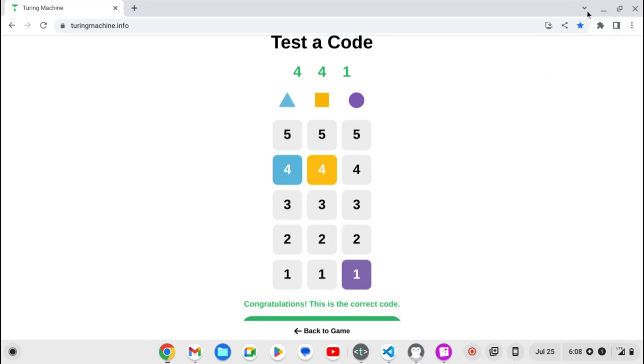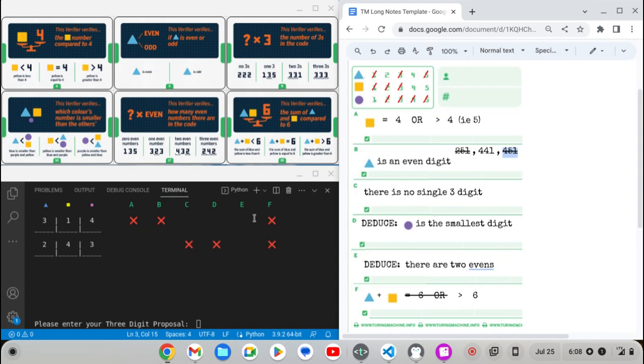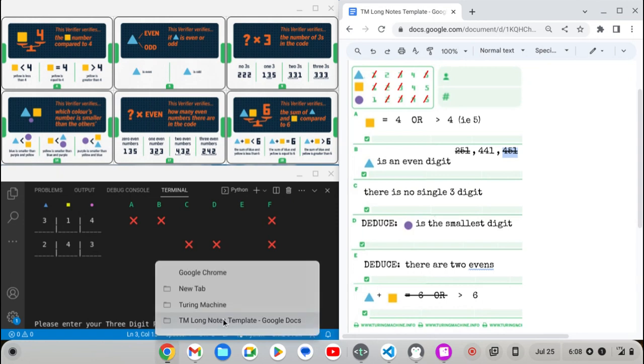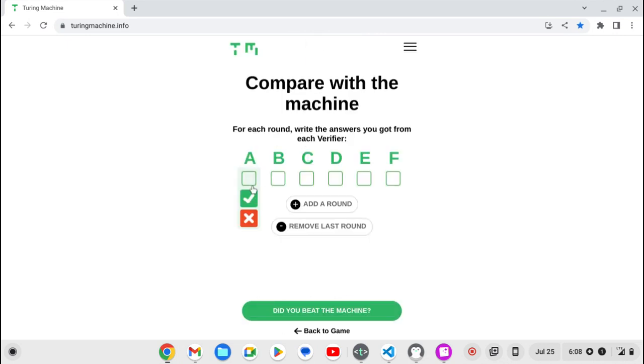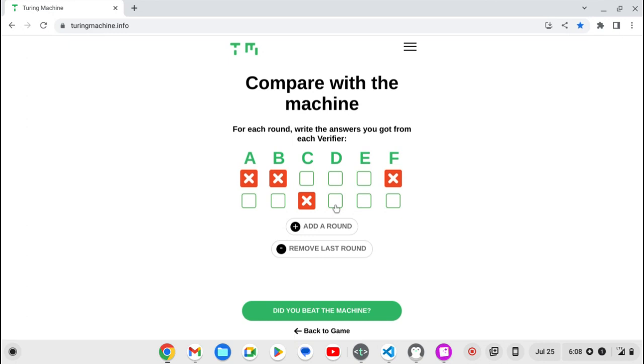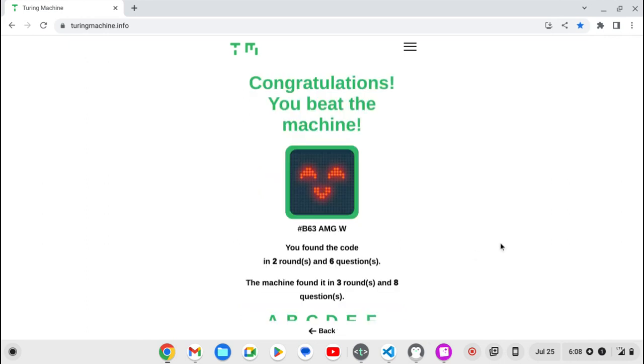All right, so let's go and see what did I test. So I did deduce E, that there were 2 evens, and I got all X's. So A, B, F, and C, D, F. So let's type that up. So A, B, F, and then C, D, F. And we deduced E. Okay, so we got it in 6 questions. The Turing Machine did it in 8.